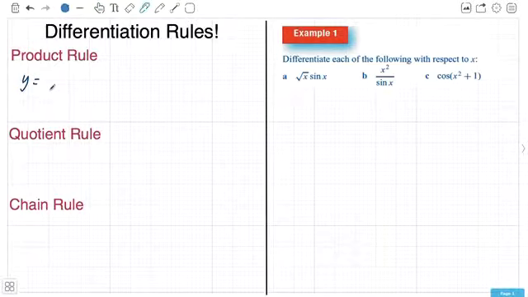function y, which is a product of two different functions. So we'll call those functions u and v. So the two things are multiplied together. The derivative, we're going to define the derivative by using, well, we can do it two ways. We can call it y dash, okay? We can also call it dy dx.